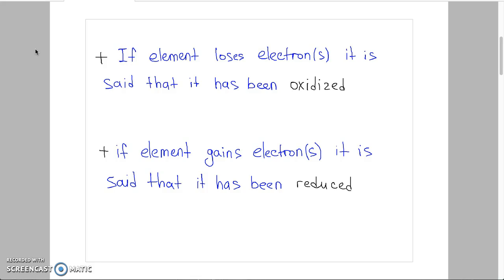In redox reactions we have two processes. In one process, an element loses or gives electrons. In that case, we say that this element has been oxidized. If an element gains electrons or takes electrons from another element, we say that it has been reduced.